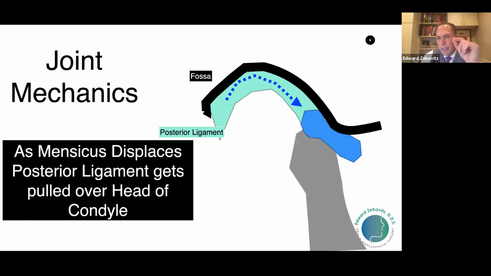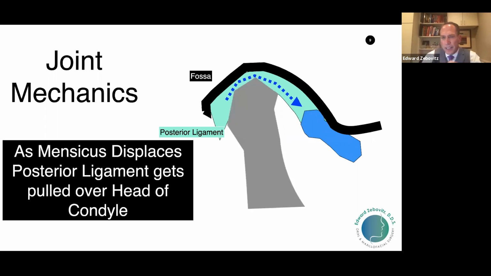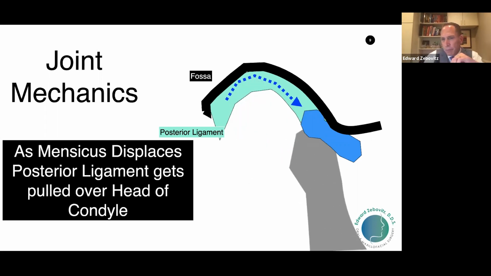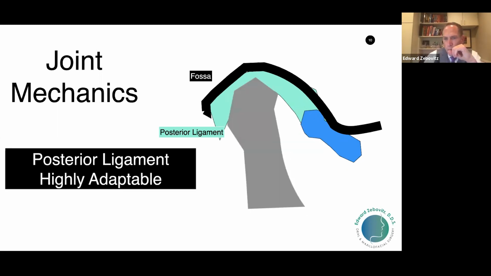When we open, we slide down the eminence, and if the meniscus is in the way, we'll click and get on it. So again, we slide down and get on top of the meniscus, and that's when we get a click. The take-home message is that the posterior ligament is highly adaptable. You're really not concerned that there's a problem with functioning on the posterior ligament being painful. I just want you to have that understanding, and that might be a paradigm shift for a lot of people.